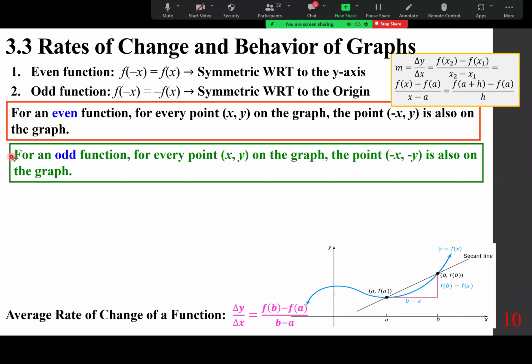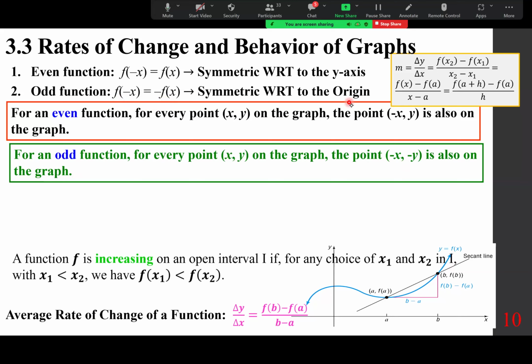For an odd function, for every point parentheses x, y on the graph, the point parentheses negative x, negative y is also on the graph. Excellent. So basically if you're dealing with an odd function, meaning f of minus x equals minus f of x, if a pair belongs to it, such as x comma y, then minus x minus y also belongs to it because it's symmetric with respect to the origin. Go ahead, please.